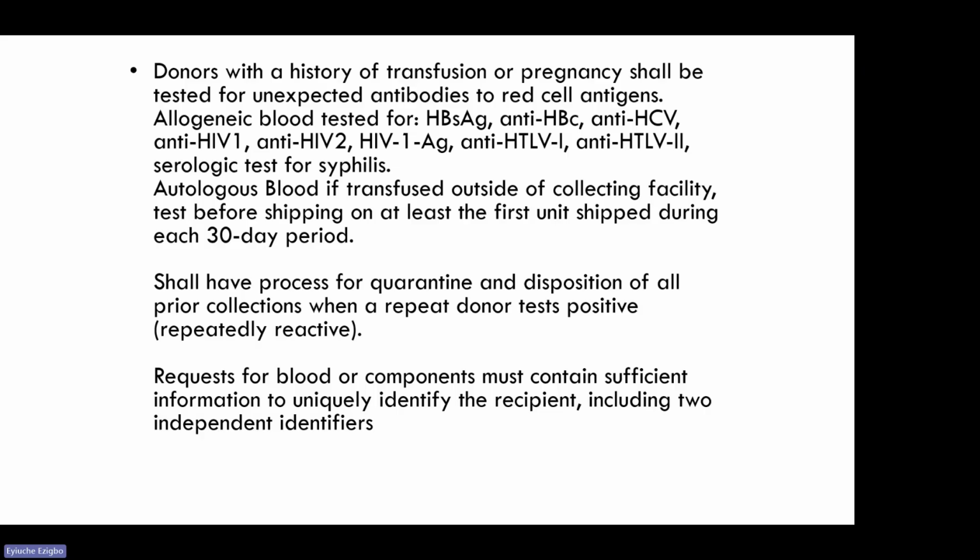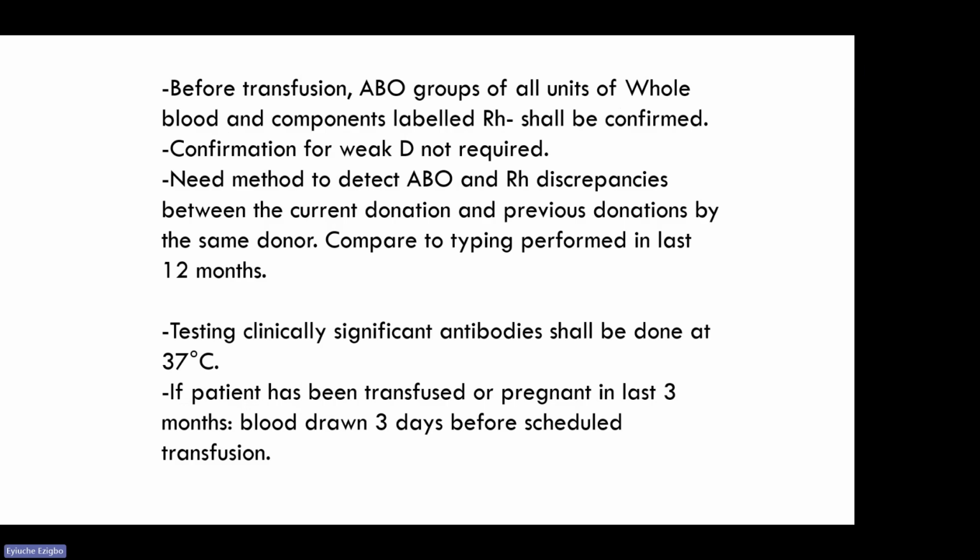Requests for blood or components must contain sufficient information to uniquely identify the recipient, including two independent identifiers like the barcode. Barcode can serve as an independent identifier. So the process of identifying the recipient should be very thorough. And the steps 1, 2, 3, 4 on how to achieve this are very, very comprehensive in that document. If you can't access it, you let me know, but I think it's freely available.